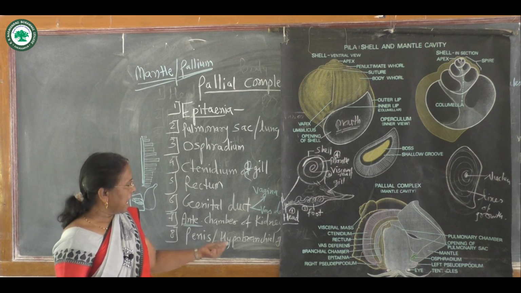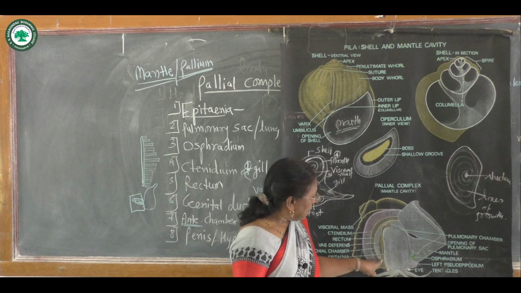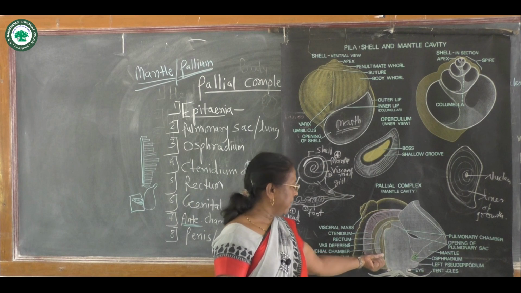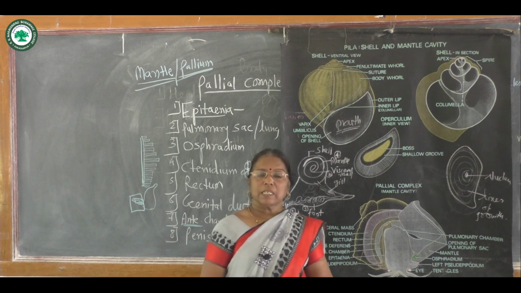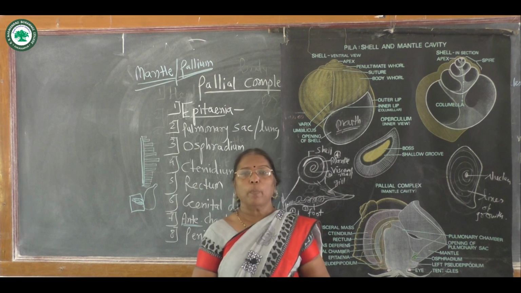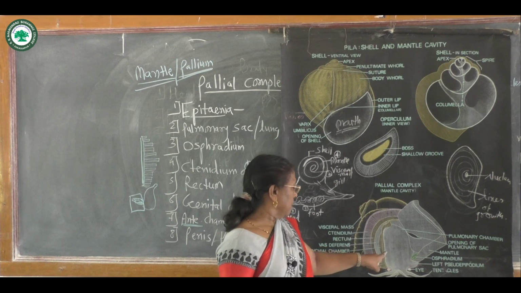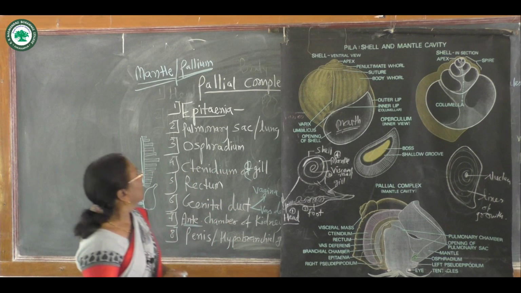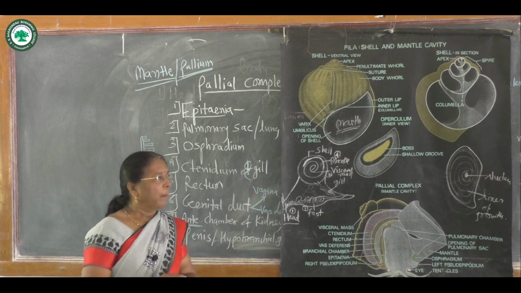Then the penis and hypobranchial gland, which are present here at the base of the genital ducts, whether it may be male or female. Hypobranchial glands are present, and the penis is the male copulatory organ attached to the mantle wall near the right nuchal lobe or right pseudopodium. This is the pallial complex, or the organs present in the pallial complex or mantle cavity.